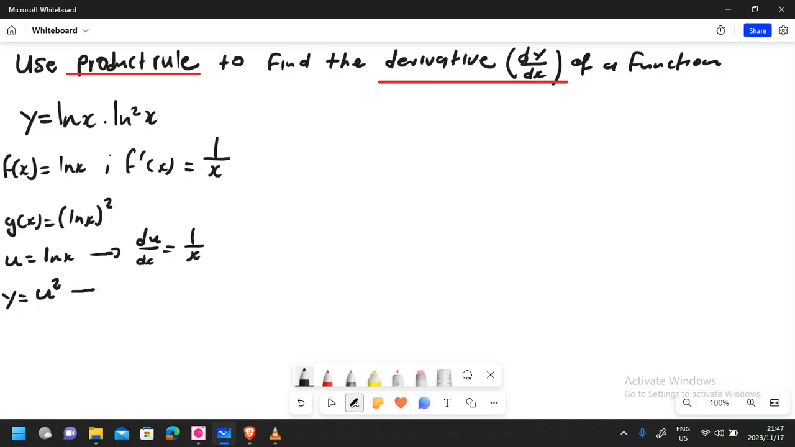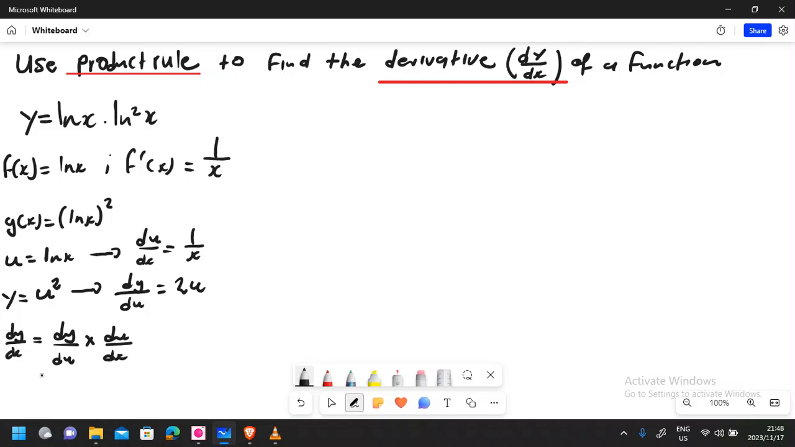But this one here, we differentiate y with respect to u, so it's going to be dy over du. And this is a standard derivative, guys, so it's going to be 2u. Right, so the formula for the chain rule, guys, is always dy over dx, which equals dy over du multiplied by du over dx. Doesn't matter which one you start with, guys.